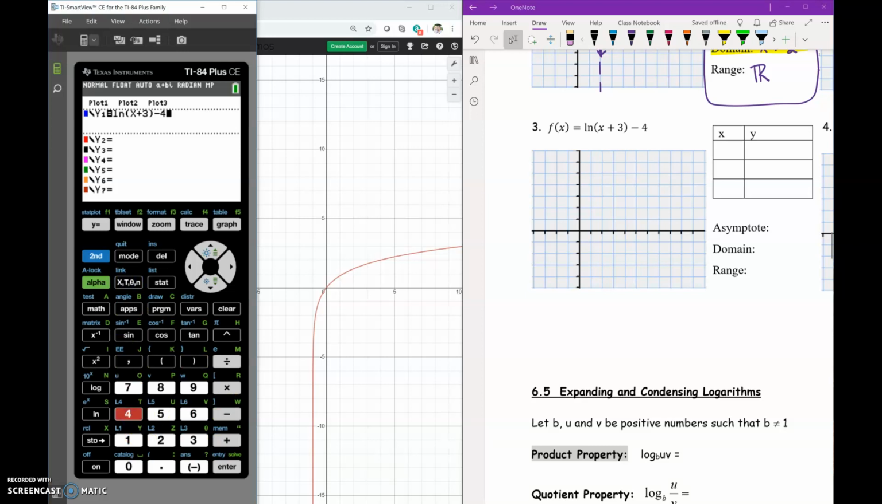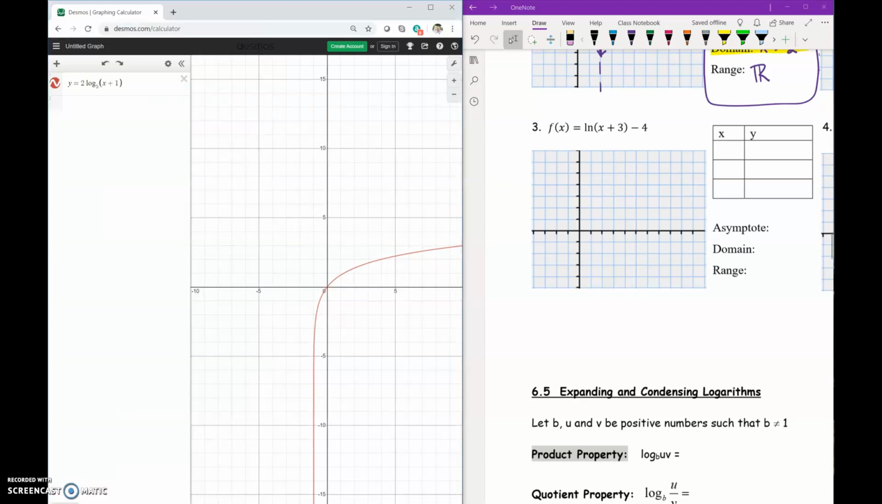But because ln is the natural log, its base is e, that means that pretty much all of the points are going to be pretty nasty. There's not going to be very many nice points. They're all going to be decimals. You'll just have to deal with that.